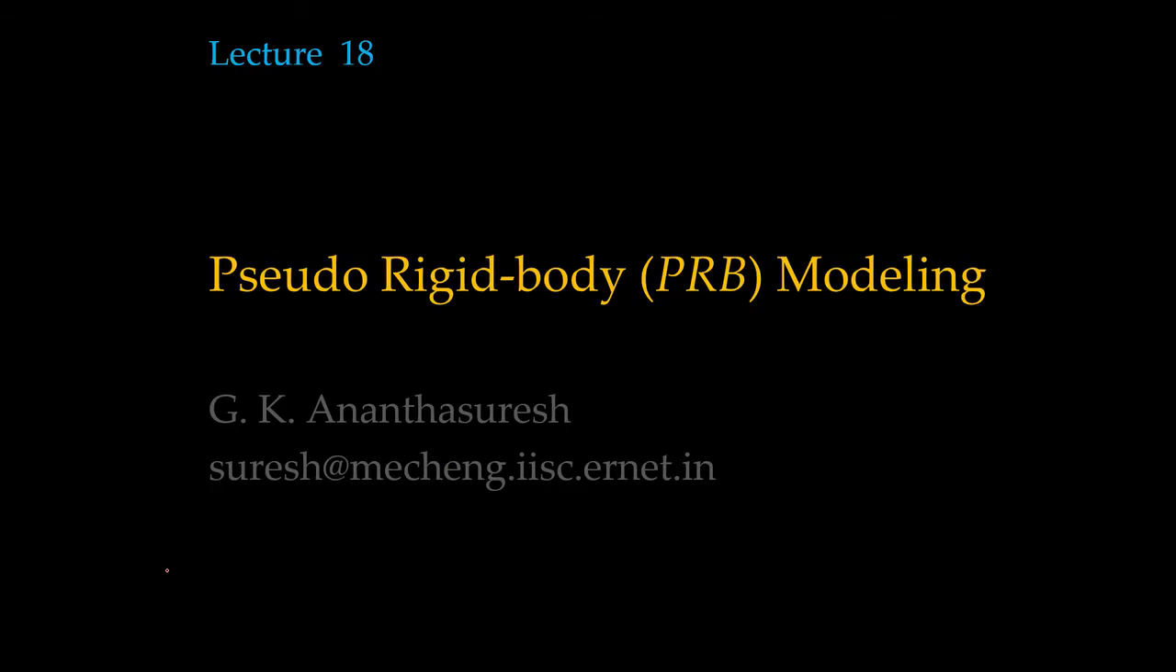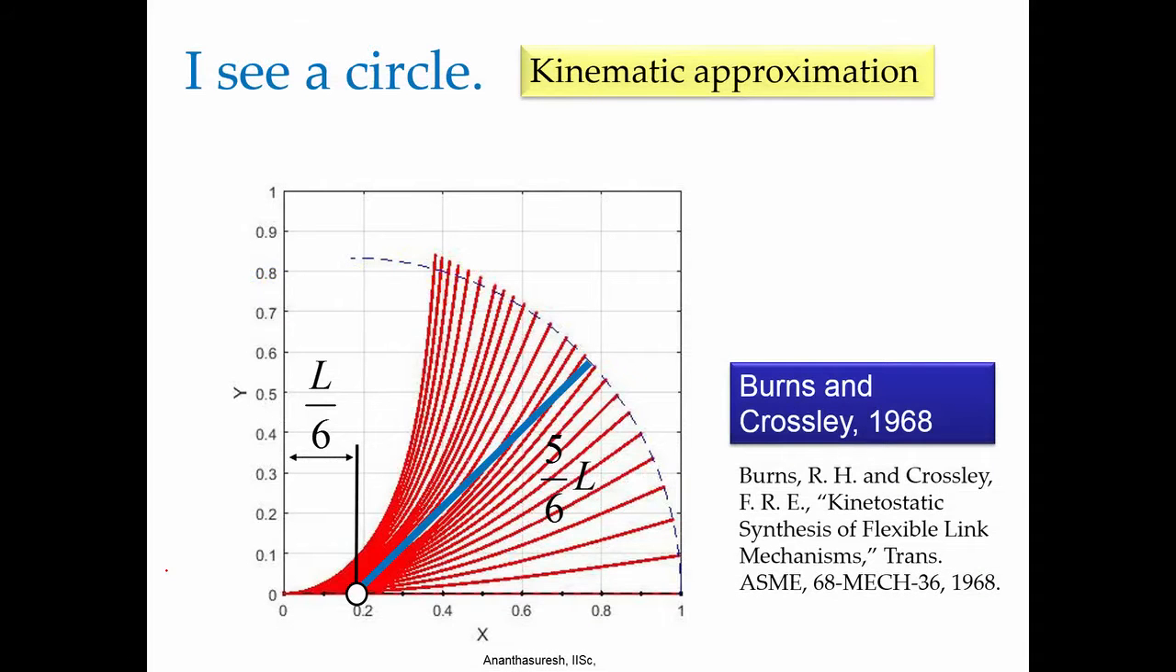So, this pseudo rigid body modeling, also known by the acronym PRB, pertains to approximating the behavior of a cantilever beam undergoing large displacements. The first thing is kinematic approximation. There, a circular arc is taken as an approximation to the locus of the loaded tip of the cantilever beam. That was done by Burns and Crossley, as we have discussed already.